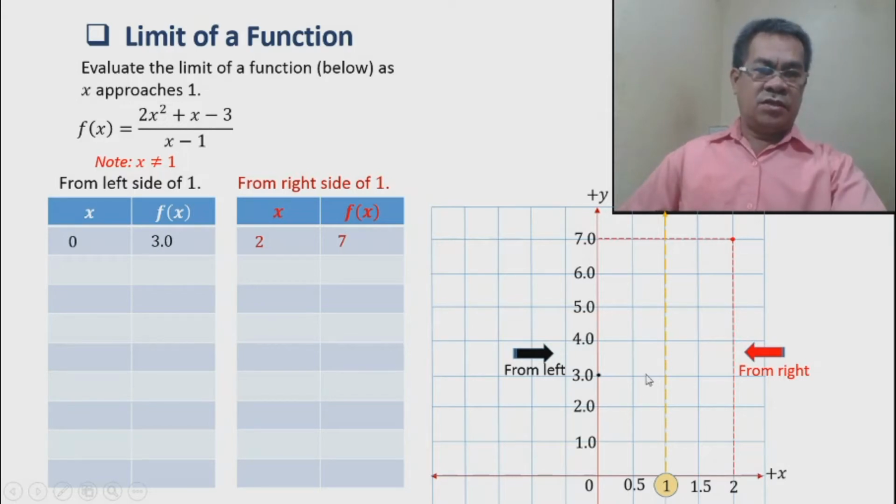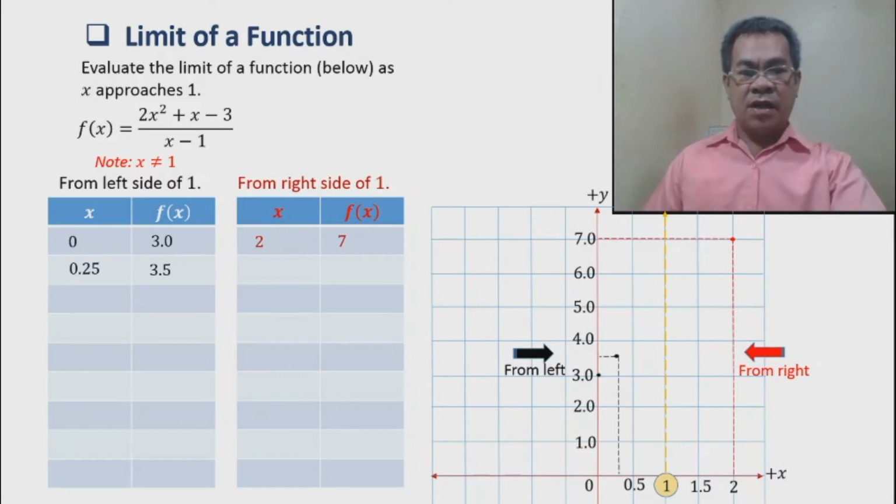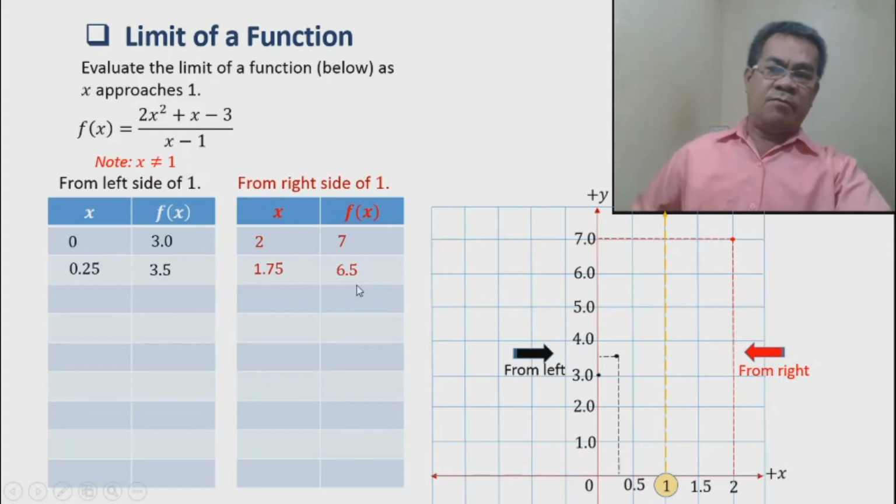Next, we will move from 0 closer to 1. Let us say 0.25. After calculation, we have 3.5. So this is the response of the y value when x is equal to 0.25. Now, for the number from 2 closer to 1, let's move with 1.75. We are now approaching 1. After evaluating 1.75 using your calculator, we have the number 6.5.